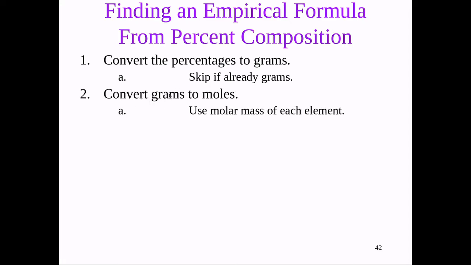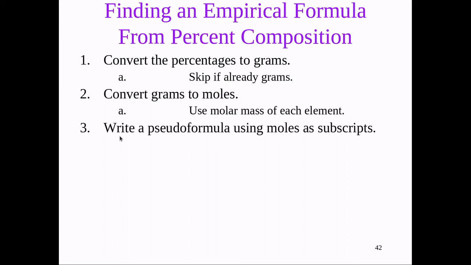Next, we're going to convert those grams to moles. For this, we're going to need to use the molar mass of each of the elements that we'll look up in the periodic table. Then we're going to write a pseudo formula, so kind of a fake formula using the moles as subscripts. This is going to look a little weird, but I don't want you guys to let it sway you. Then we're going to divide each of the subscripts by the smallest subscript, which will be the smallest number of moles because we're using the moles as subscripts.